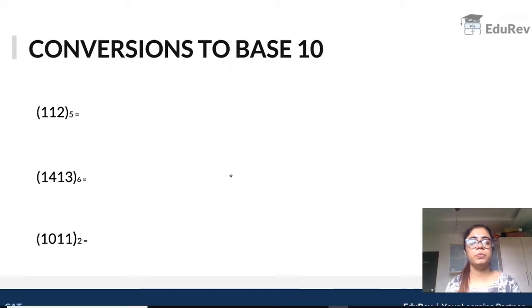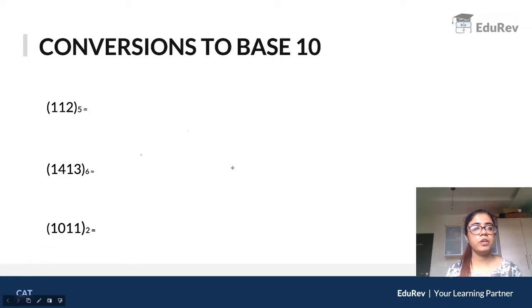Now let's look at the conversions to base 10. They can give you any number with any base and you should be able to convert that to base 10. How do we do that? We'll see in the following examples. Now let's look at the first example. Suppose your number is 112 to the base 5.